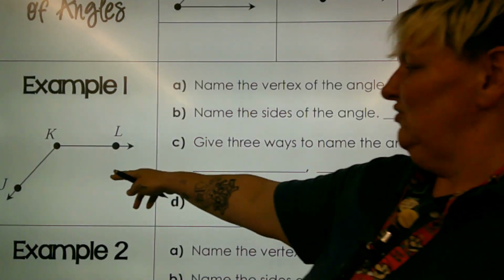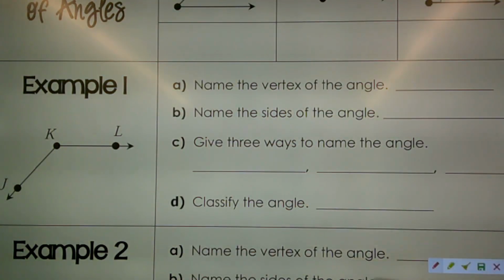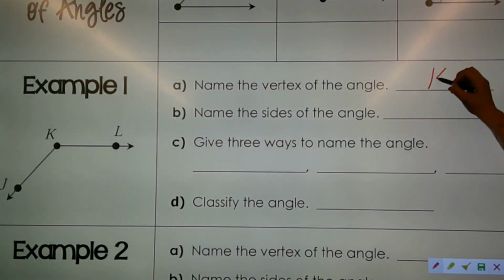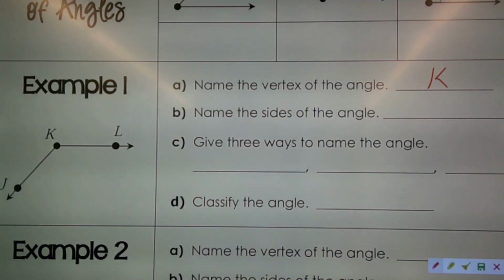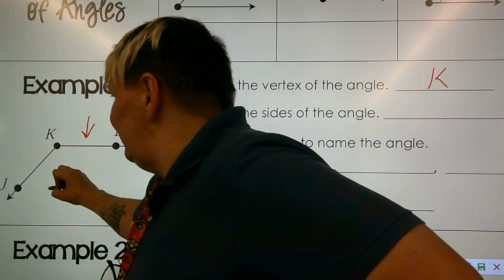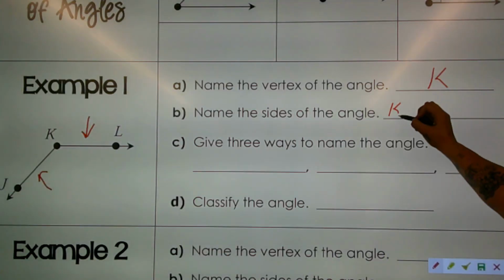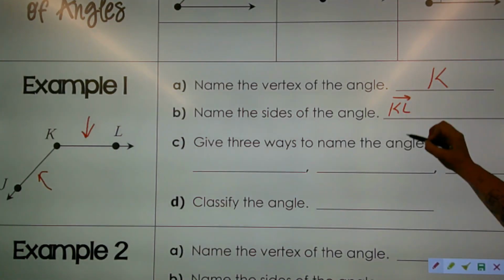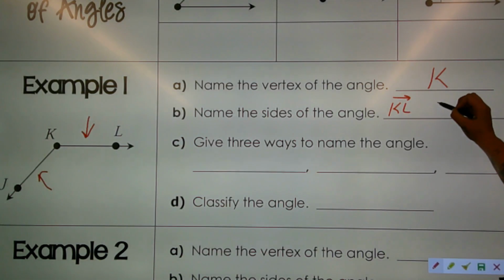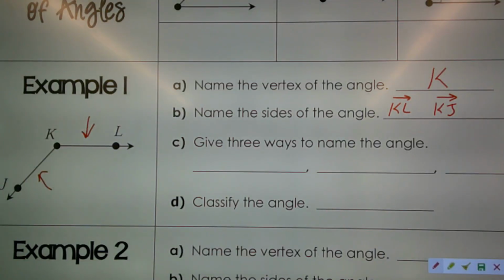Alright, this angle has 3 points. There's only one vertex. Right, so the vertex is your K, your point K. Your sides are this and this. So your sides can be labeled ray KL and ray KJ, because those are your sides.